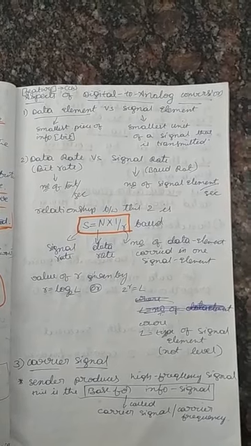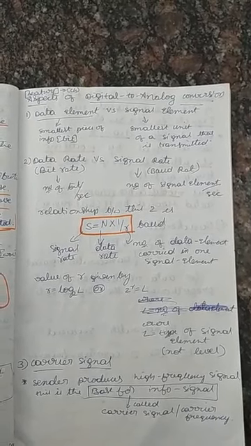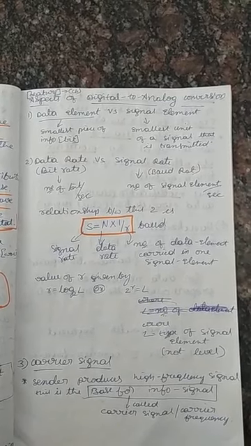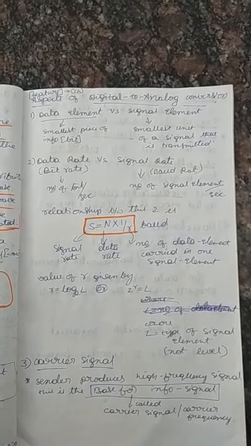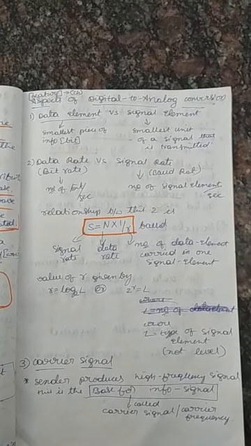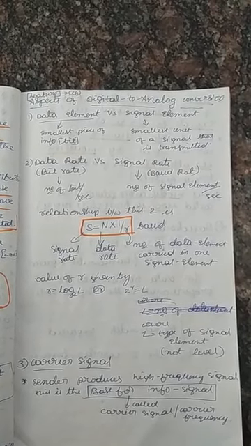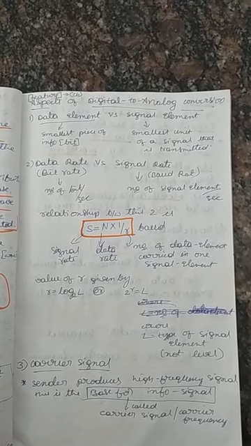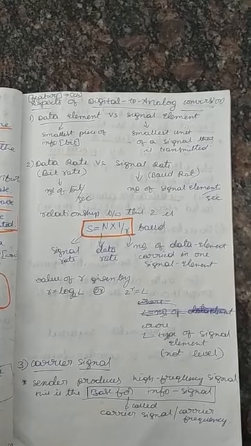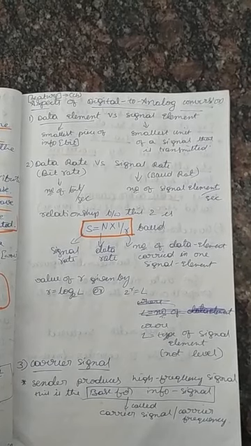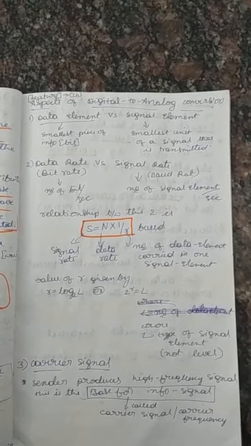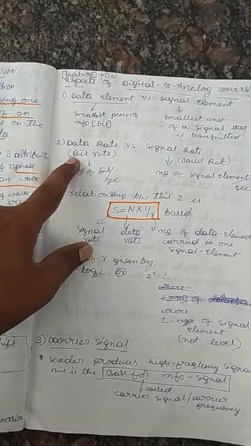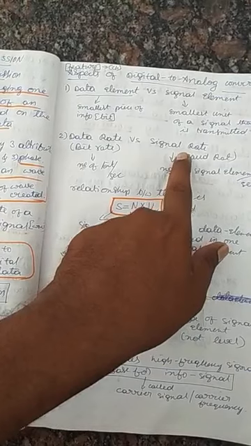First one is data element versus signal element. We already discussed what is meant by data element and signal element. Data element is nothing but the smallest piece of information, nothing but a bit. What is meant by signal element? Smallest unit of signal that is transmitted. Okay. Next one is data rate and signal rate.